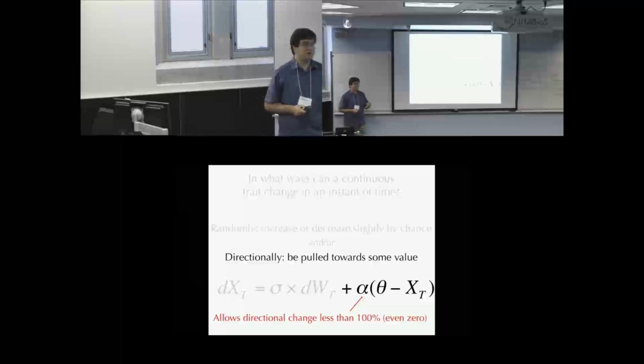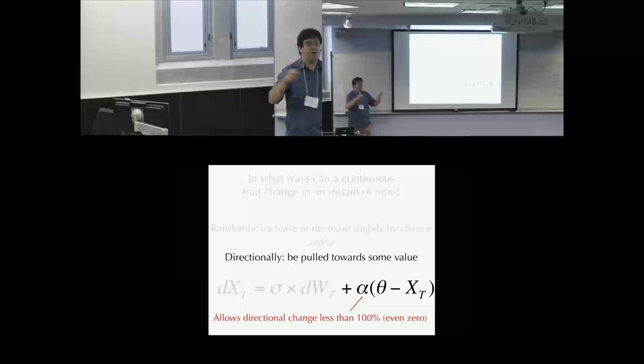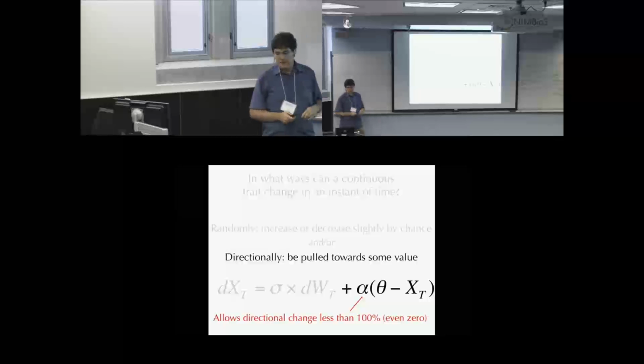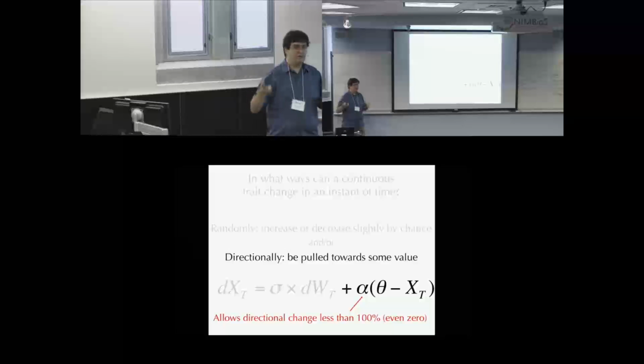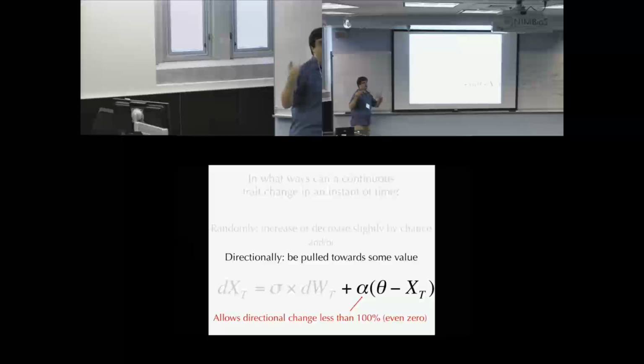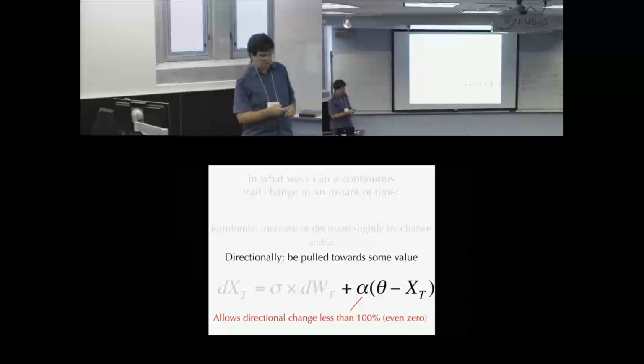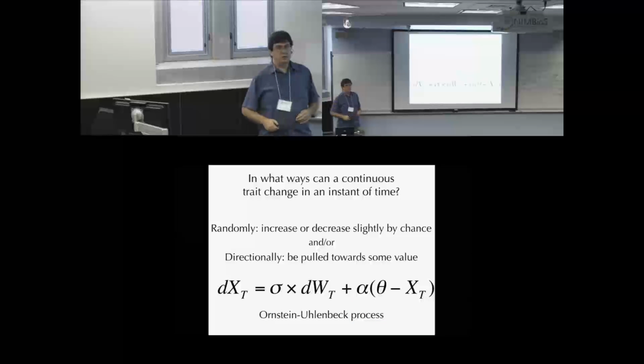As Marguerite said earlier, the strength depends on how far you are from the optimum and stuff like that. But it's sort of a scaling term. And again, as Yusuf talked about yesterday, you can use it to get phylogenetic half-life. How long does it take you to get there?